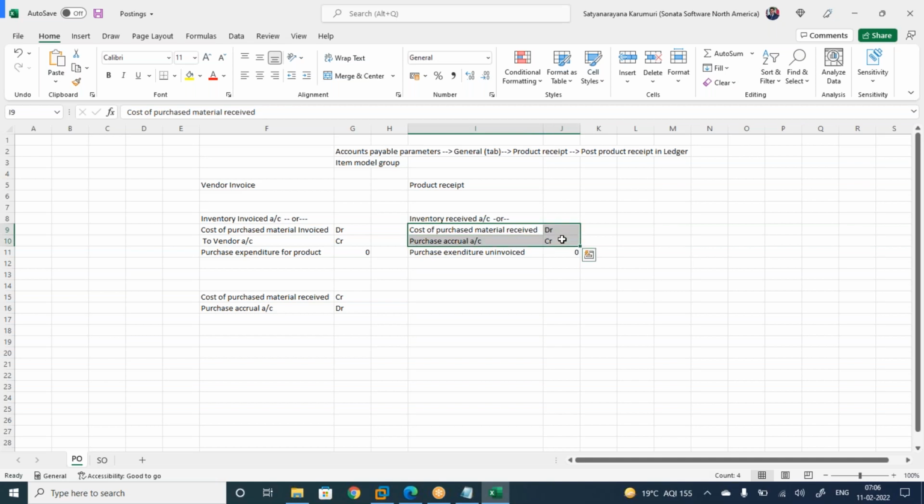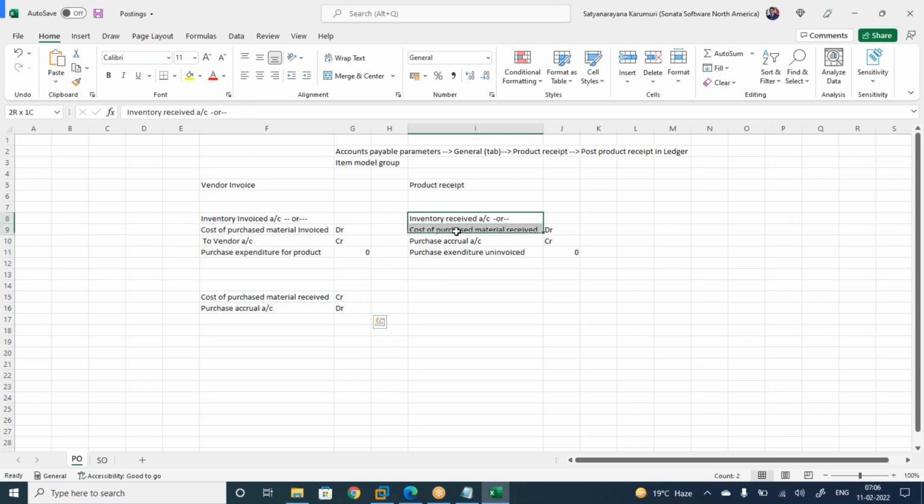Temporary postings are posted at the time of product receipt, and they will be reversed at the time of invoice. So the cost of purchased material received account debit made earlier at the time of product receipt will be reversed at the time of invoice. It will be credited, the purchase accrual account will be debited, and regular postings will be posted.